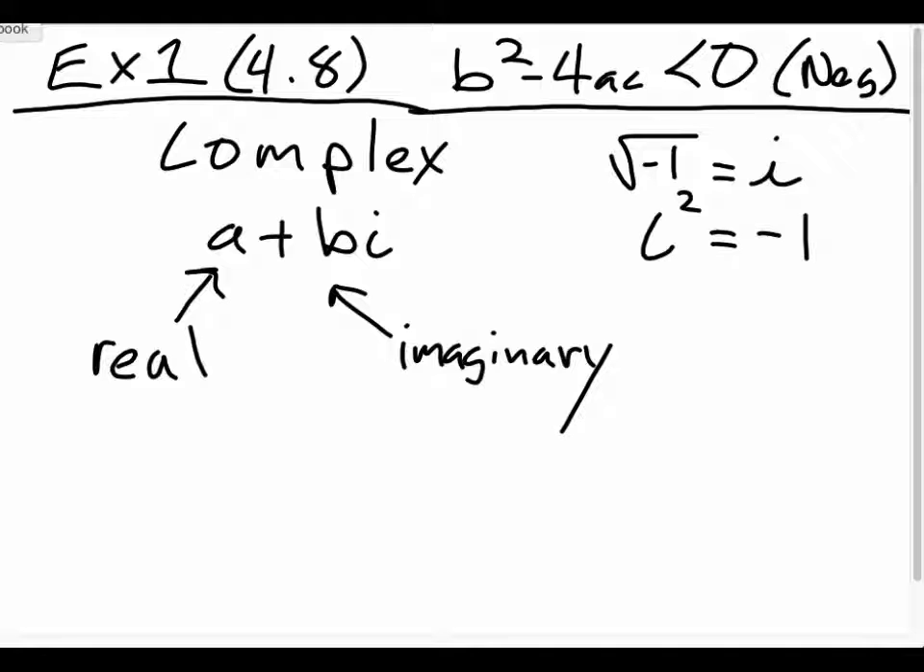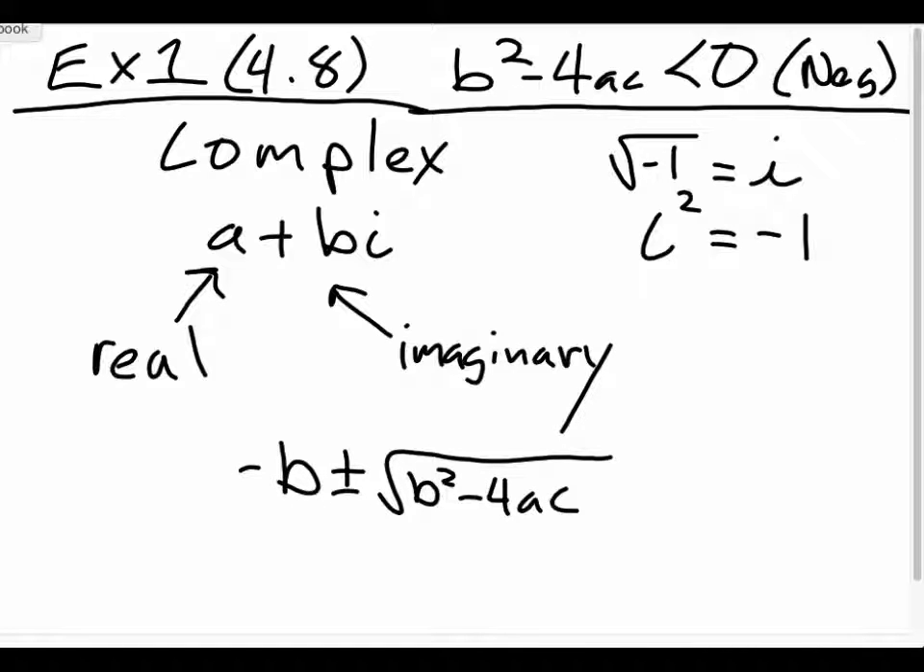So if I have a negative square root, remember that in the quadratic formula, I've got negative b plus or minus the square root of the discriminant all over 2a. If the discriminant is negative, then my solution is going to be complex.